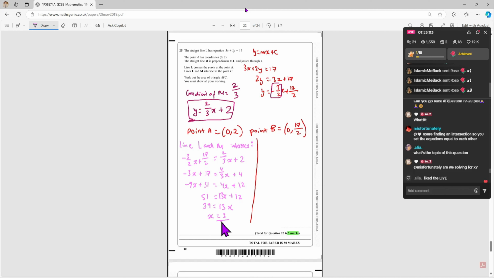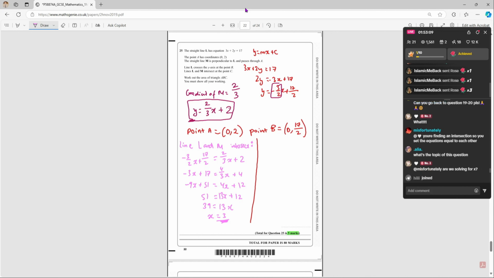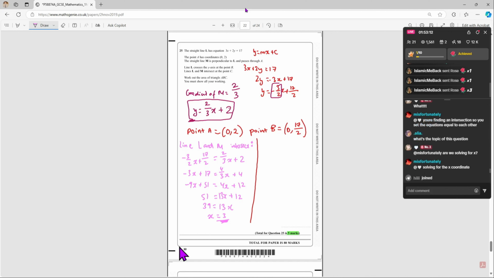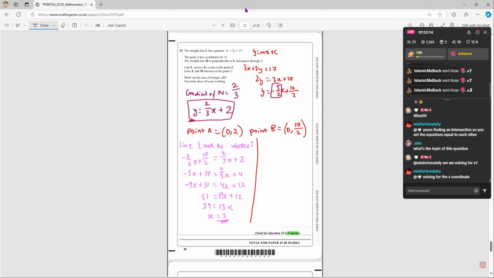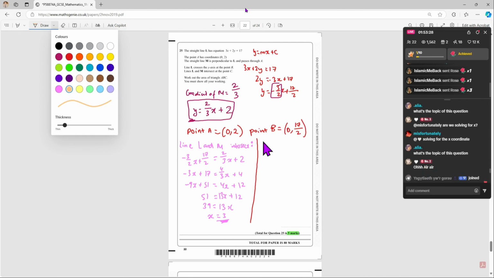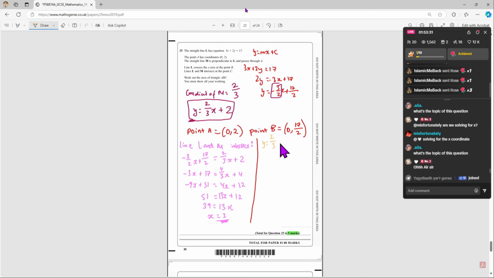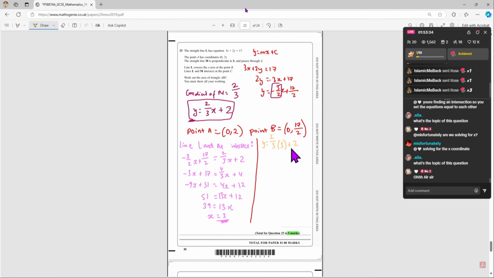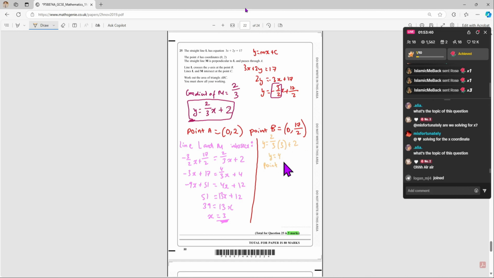Then we can substitute it into our equation for line M. We know that x is equal to 3, so we need to work out the y value to work out the coordinate for point C. So let's substitute it in: y is going to be equal to 2/3 times 3 plus 2, so y is going to be equal to 4. So we know that point C is going to be (3, 4).